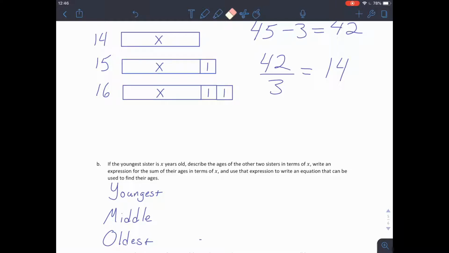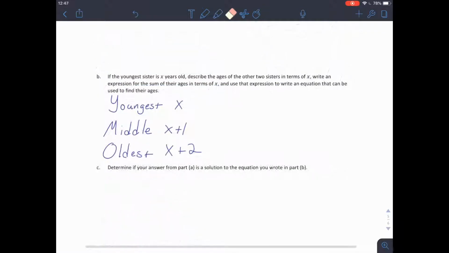How did it go? If you use the information from our tape diagrams above to write some expressions representing the ages of these sisters, you would see that the youngest's age could be represented by X, the middle could be represented by X plus 1, and the oldest could be represented by X plus 2. So now that we have expressions to represent the ages of all 3 of our sisters, we can put them together to make an equation. Remember again that the ages of all of our sisters together was 45. So you can pause the video here to take these expressions, and knowing that they total to 45, to write your own equation.